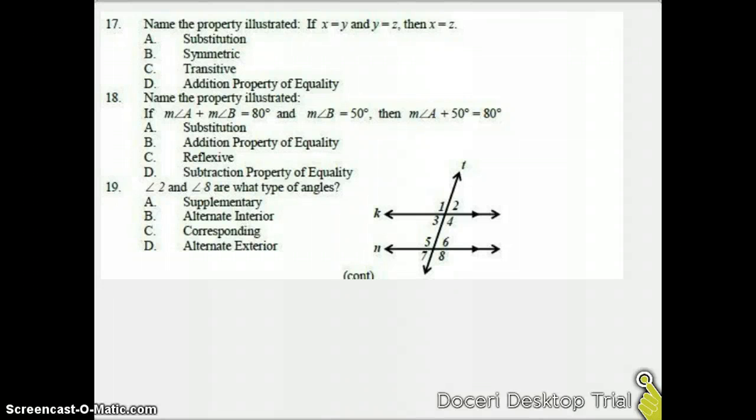You found your way into part 2 of the Geometry First Semester Final Review.